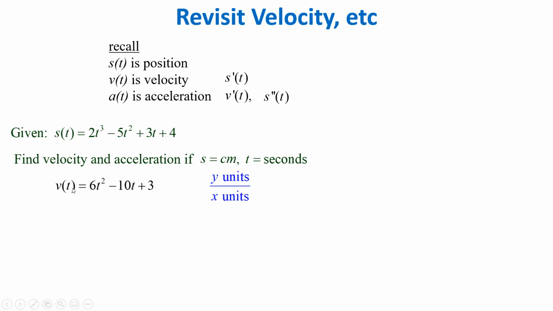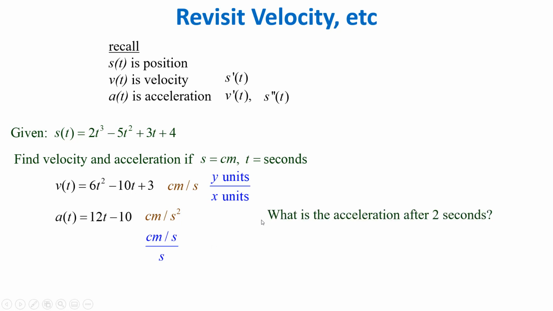Now for the units, remembering that the derivative's units are the y units over the x units, this would be centimeters per second. For acceleration, you would just take the derivative of the velocity, because you know that it's velocity prime. It would be 12t minus 10, and then the units would be centimeters per second, and then seconds, because you have velocity units divided by the x units. And simplifying this, this would just be centimeters per second squared.